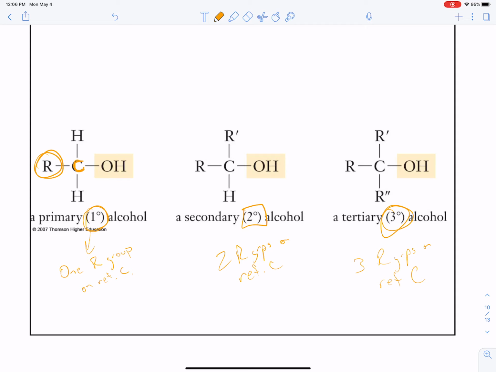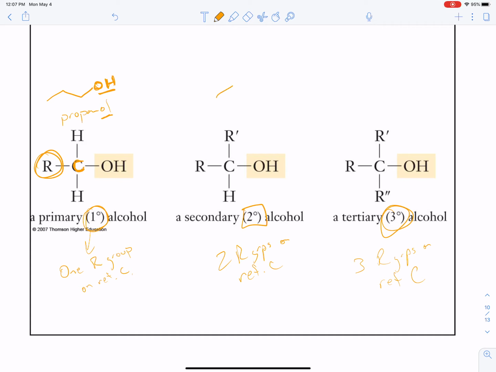So for instance, a primary alcohol would be something that looks like this. This would be what we call propanol, because it's propane with an OH. You do have to show the H's with your OH. You can only assume H's that are bound to carbon. So that's propanol.